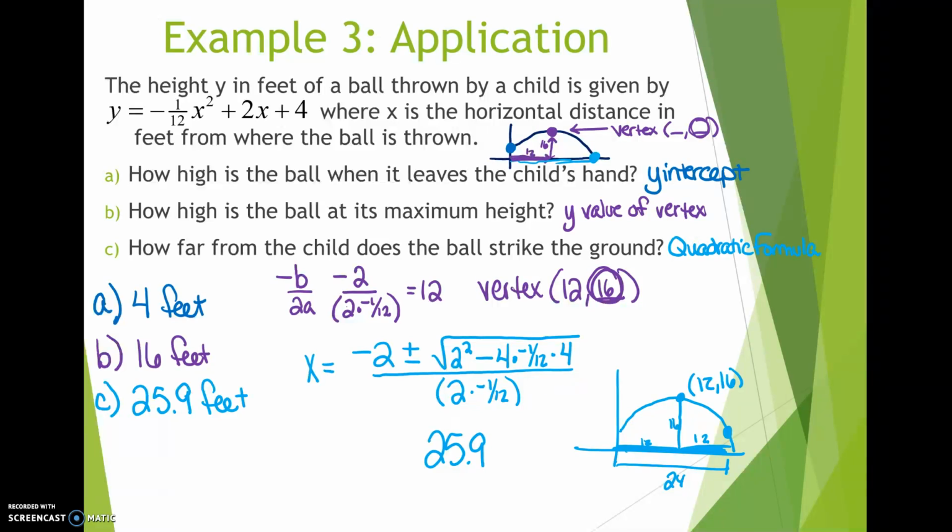So if I asked you approximately how far from the child does the ball strike the ground, then you wouldn't need to do the quadratic formula. You could just double the first part of the vertex to say, you know, approximately 24 feet away from the child, the ball is going to be hitting the ground.